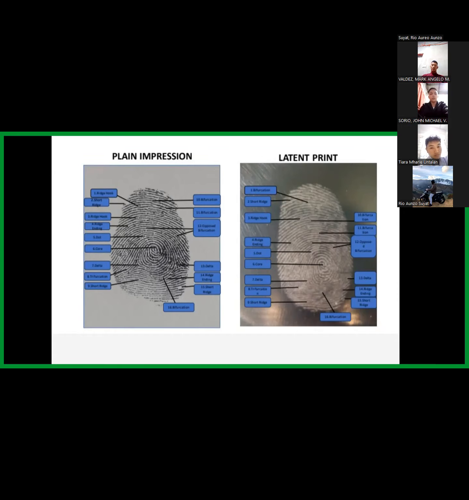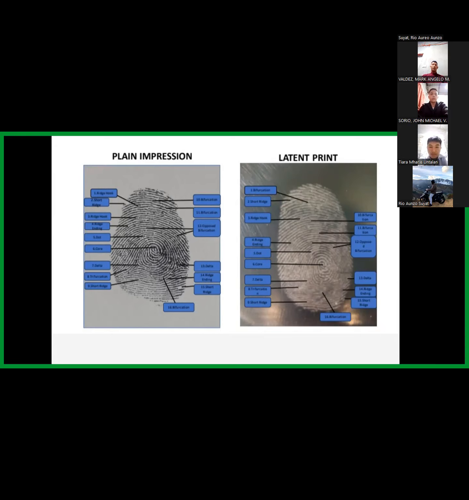Number 12. Can palm print be used to establish identity like fingerprint? Yes, palm print can be used to establish identity, similar to fingerprint. Question number 13. What is idioscopy? Idioscopy is the study of the characteristics of the ridge edge for comparison purposes.